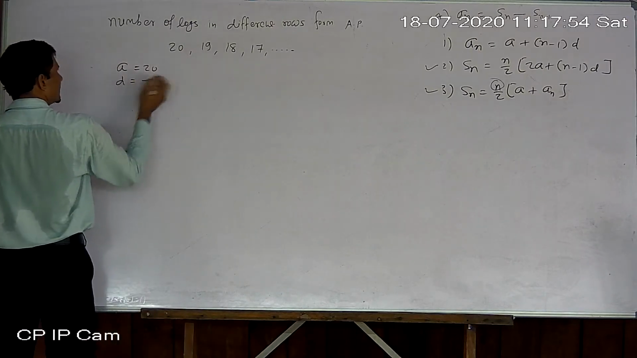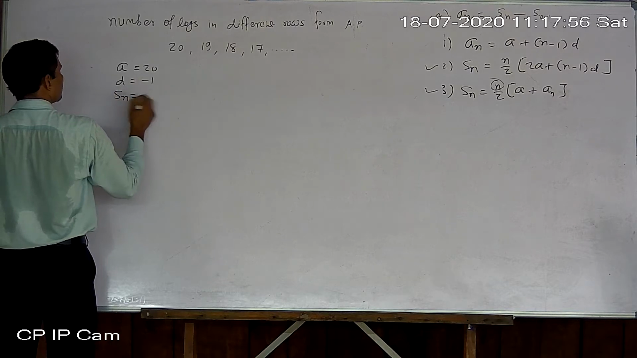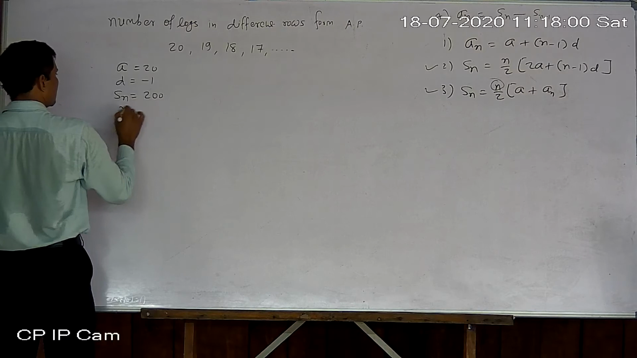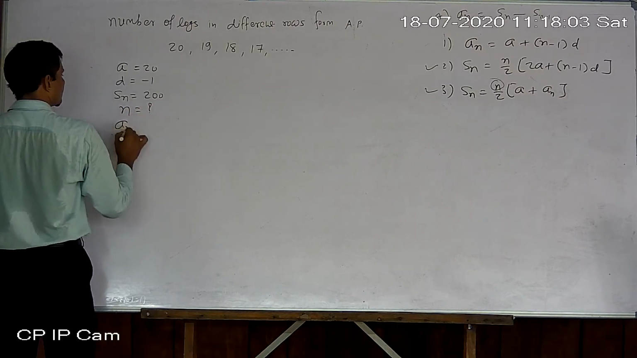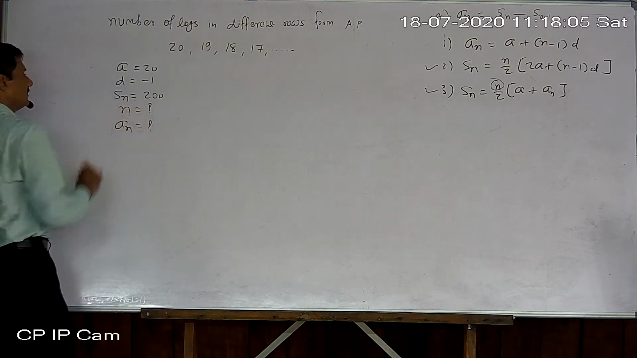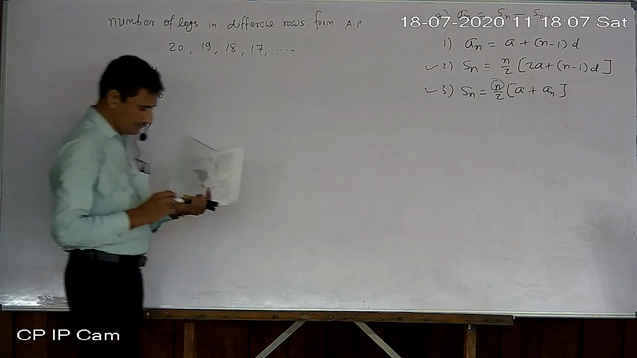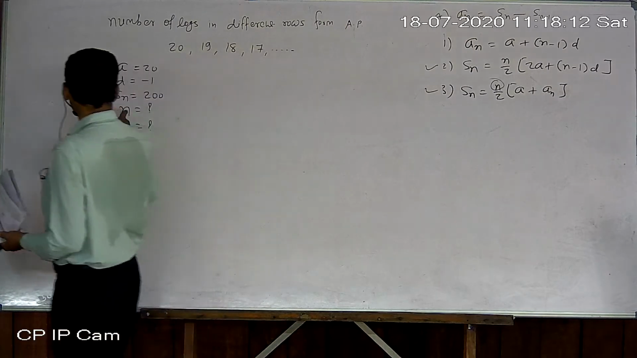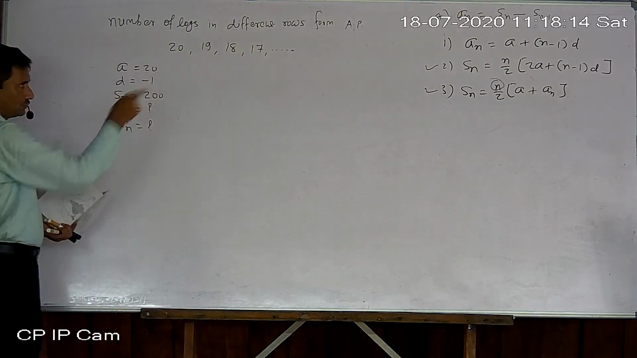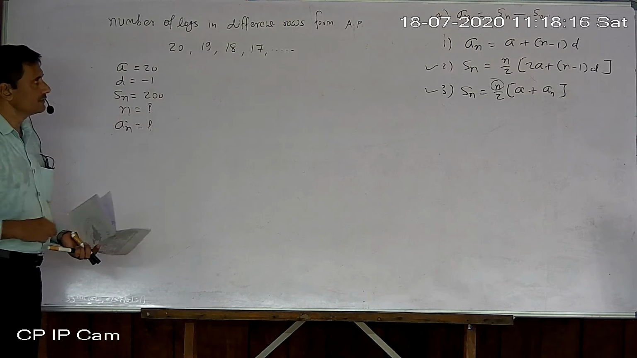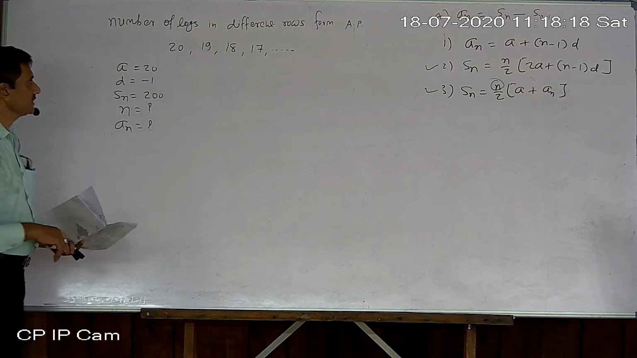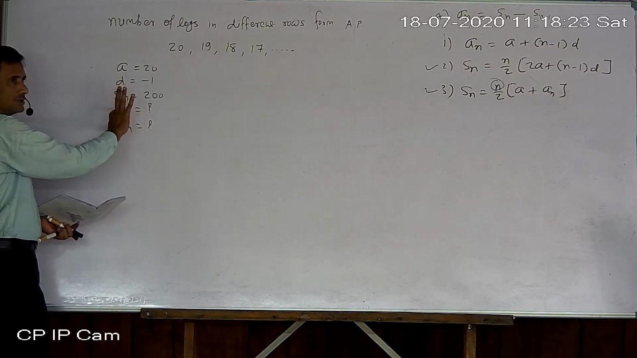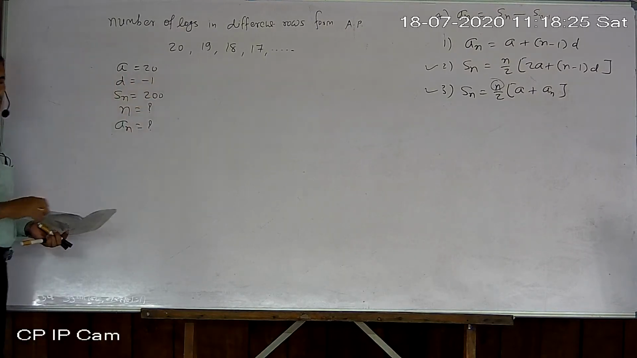Now they have given Sn equal to 200. Okay, what is asked? n is asked and an is asked. You know, first of all, we have to find n. Without n, we cannot find anything. So our purpose is to find n. Now look there, just see one by one. In the first one, an and n both are unknown. So the first one is not applicable here.